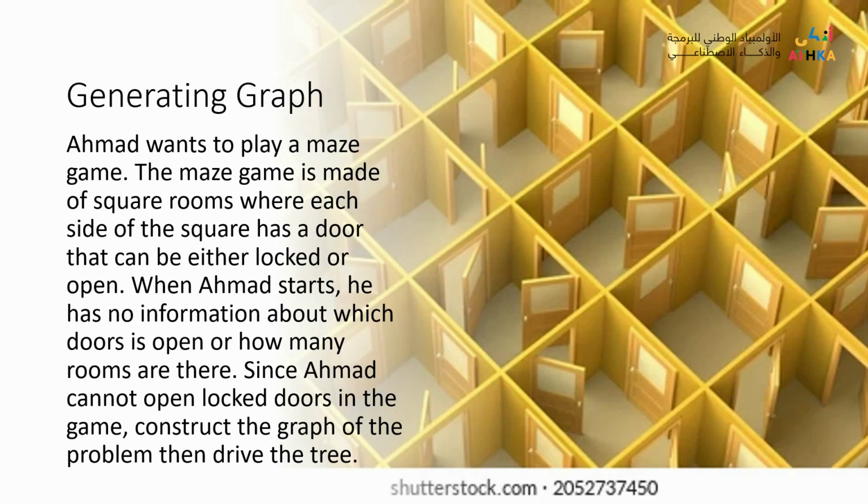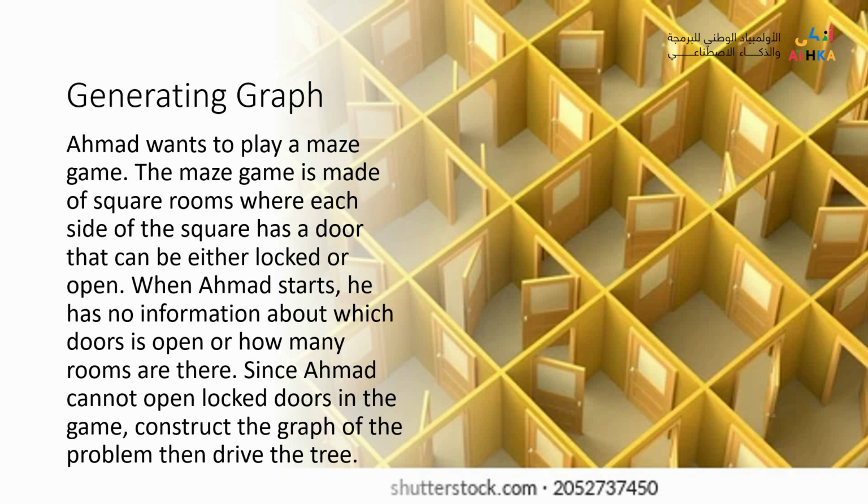So here is a problem. Let's look at it in detail. It is basically a maze. Ahmed wants to play a maze game, and the maze is made of square rooms where each side of the square has a door that can either be locked or open. You can enter a room, and in that room you have doors on all walls. It's a square room, so you enter from one door, and you will have three more doors: one on the right, one on the left, and one exactly in front of you. Some of them might be open and some might be locked.